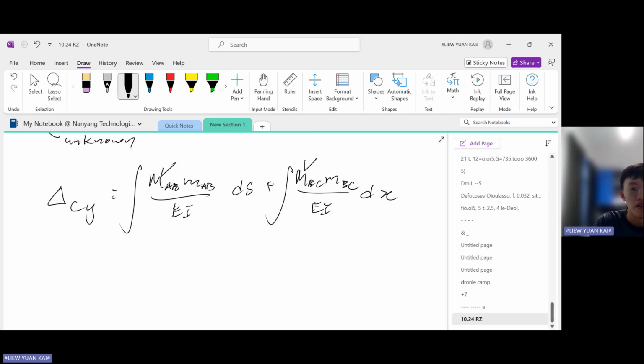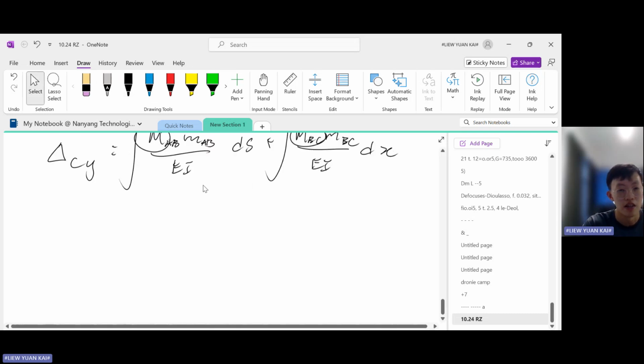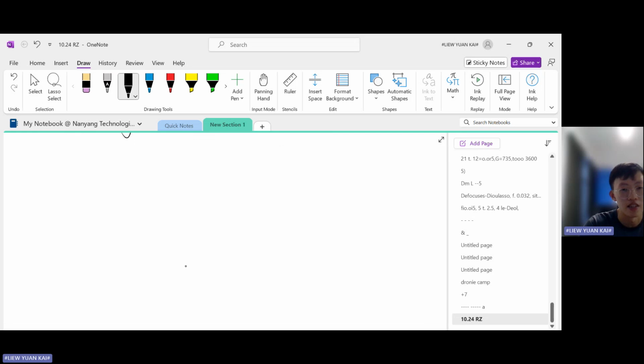The big M's are the same because those are from the real force analysis. We've already done the real force analysis in the previous part. When we were finding delta Cx, we already obtained MAB and MBC, so you can reuse that. But small MAB and small MBC are different because now the virtual load analysis will be different. So let's take a look at the virtual load analysis. You draw the free body diagram.